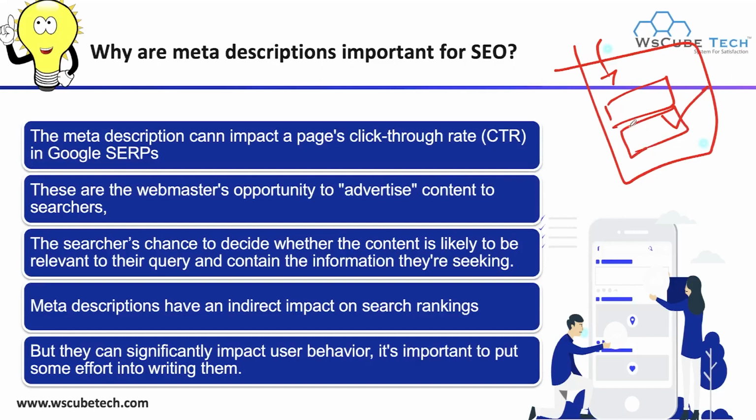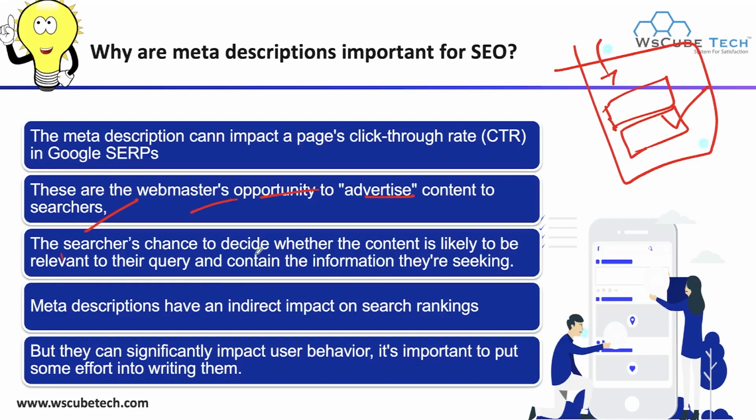When users read this particular information, they can get an idea about the information they can find on your web page. This is the webmaster's opportunity to advertise content to the searchers, because searchers can look at this content and decide in their mind that after clicking this website, they can find content which is relevant to this description. So the searcher decides whether the content is likely to be relevant to their search query and contain the information they are seeking.